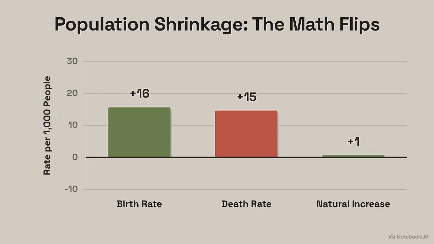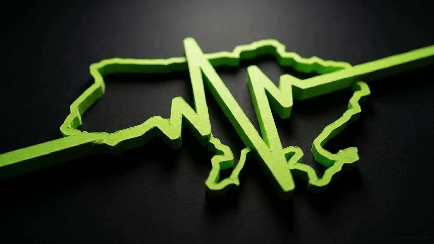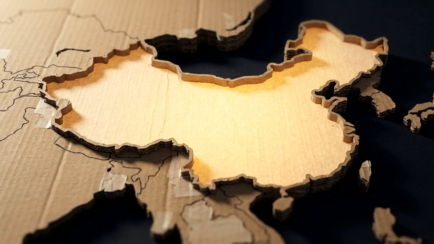But if a country has more deaths than births, the math flips. The natural increase becomes negative, meaning the population shrinks. Think of this natural increase as a country's internal heartbeat. It shows us exactly how the local population is changing, completely separate from any outside influences.